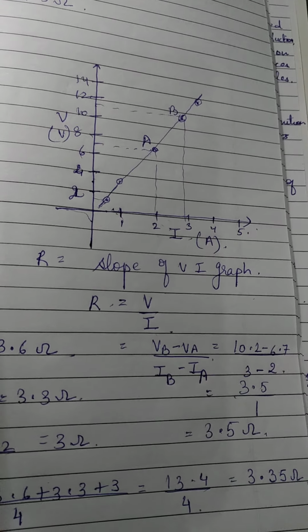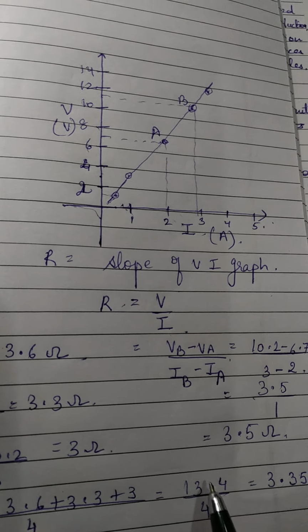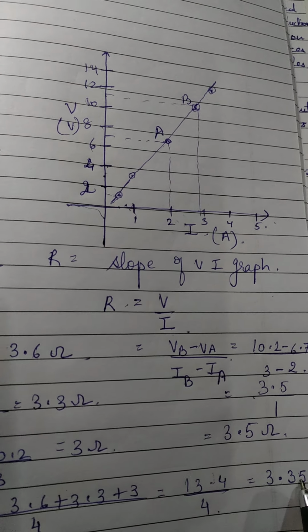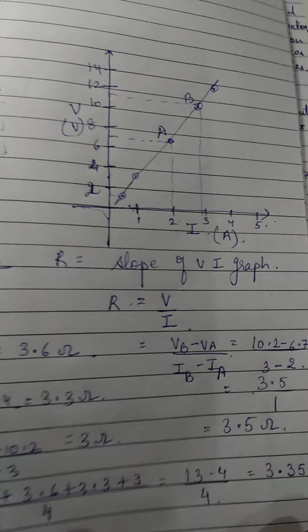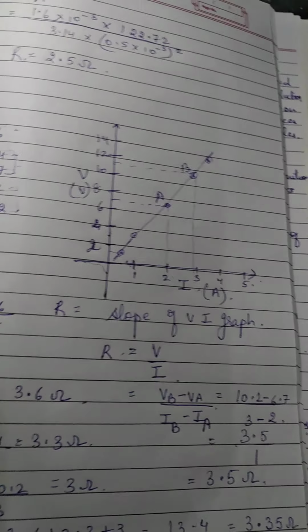So it is approximately 3.35 ohms. 4 3s are 12. 1 times 4 3s are 12 again. Then 20. 4 5s are 20. So your approximate value is 3.35 ohms.